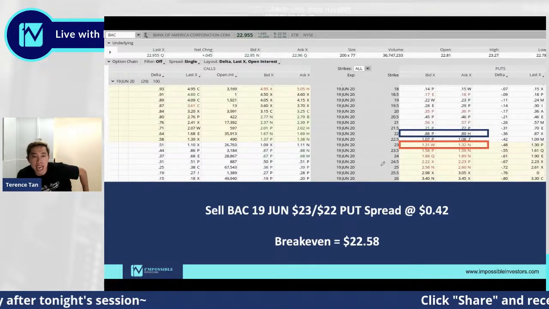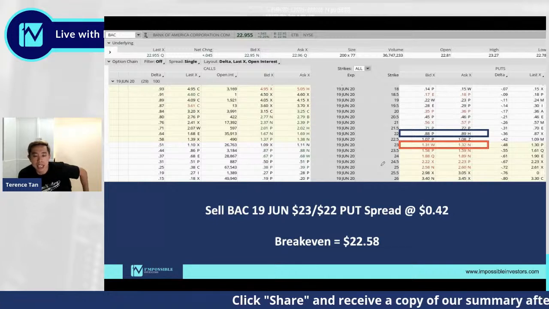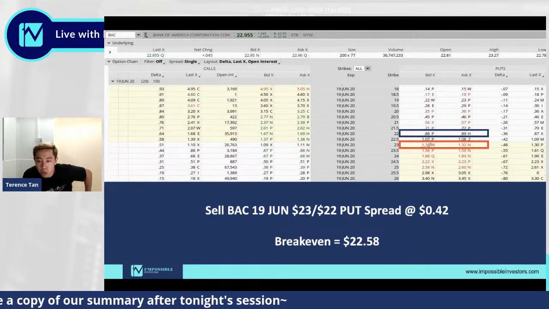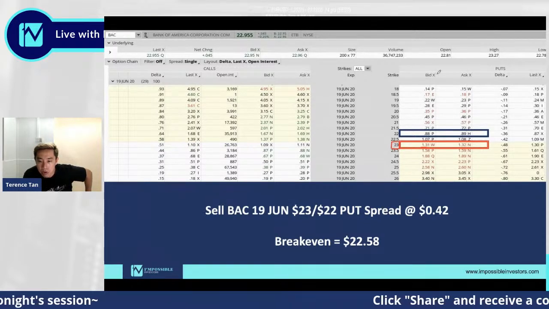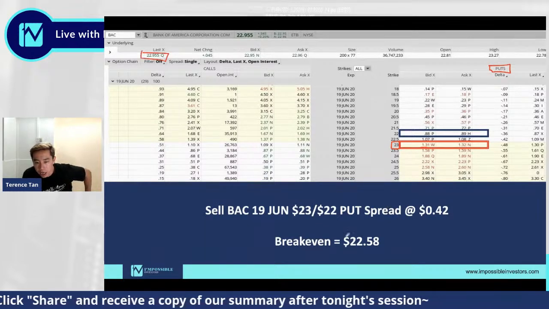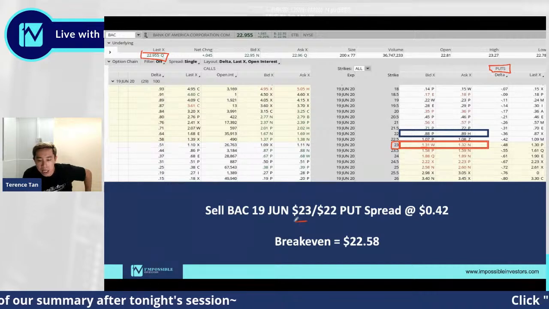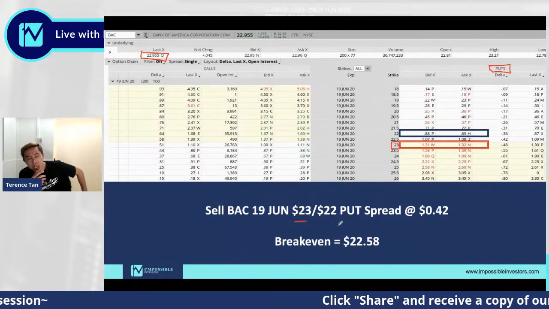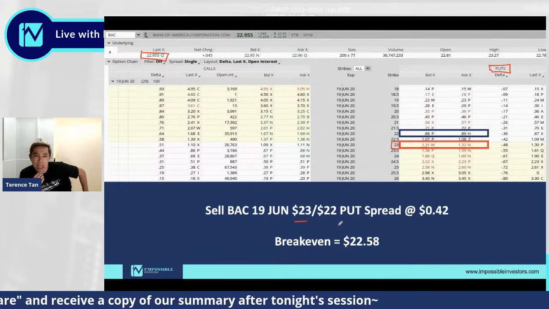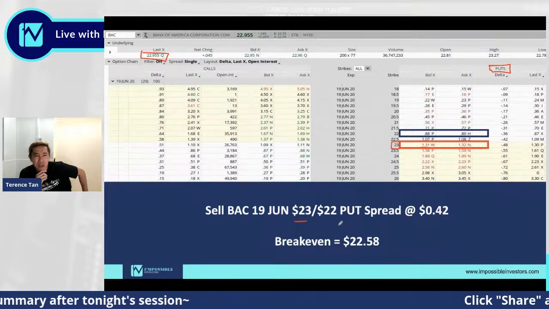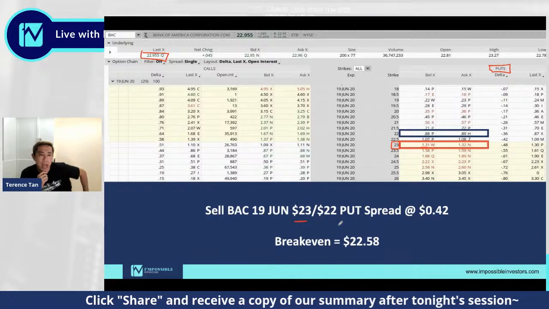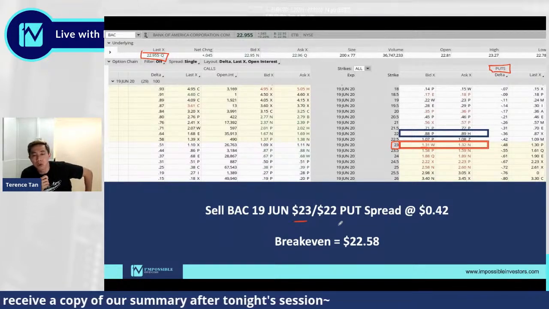Let's say we're looking at BAC, and we're looking at the 19th of June expiry. Let's say you're looking to sell the 23 put option strike, which is now right on the dot. If you're going to do this the aggressive way and sell the 23 put option, you might say, oh Terence, if BAC shares were to go below 23, I might be in some trouble, and I don't really want to own those shares. How can I protect myself from having to actually own those shares, or to cough up the money to own those shares?